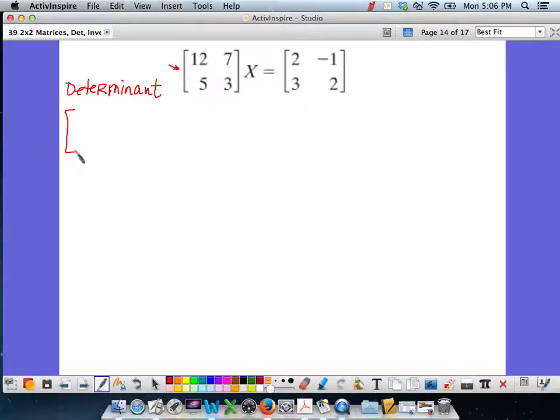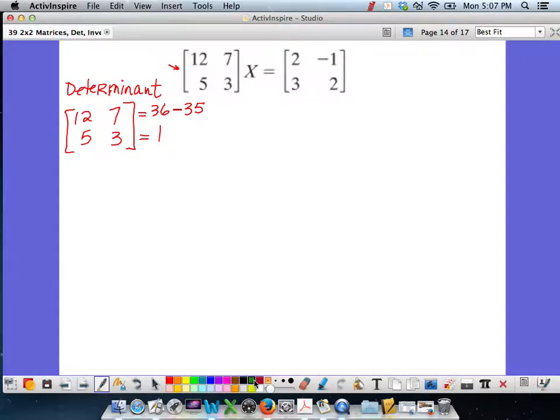So I'm going to pull it down, and I have 12, 7, 5, 3. To find this determinant, I'm going to multiply 12 times 3 and get 36, minus 7 times 5, which is 35. So that determinant is equal to 1. From this determinant, I'm going to find the inverse of that particular matrix.